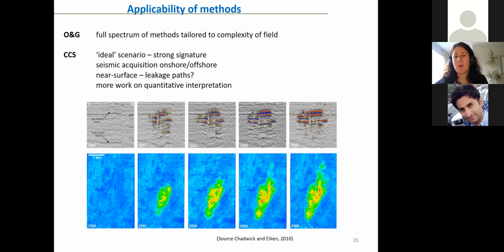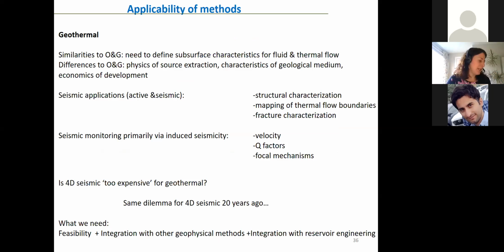And now, when it comes to geothermal, and this was a short discussion I had with Hamid Sarouche at the beginning of the talk.